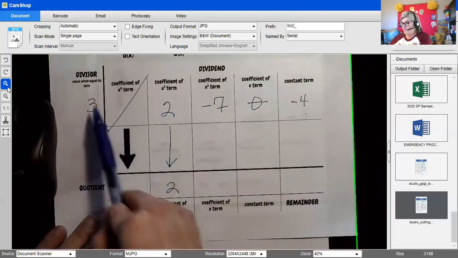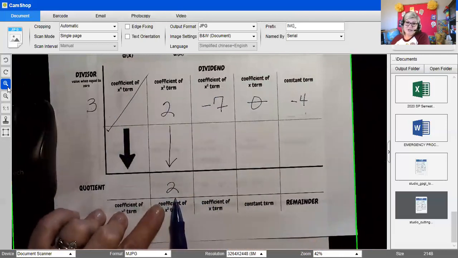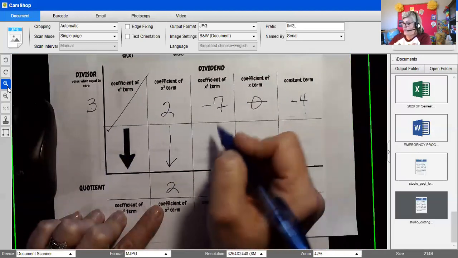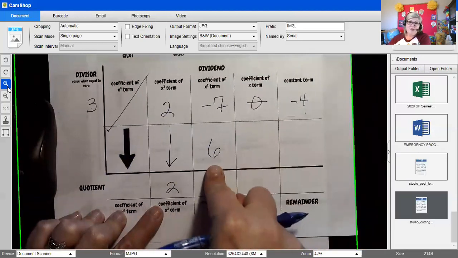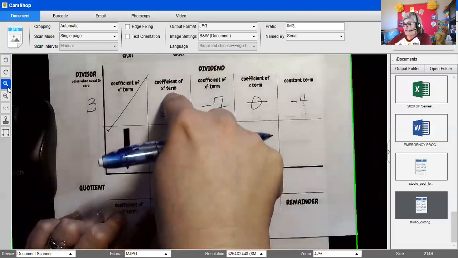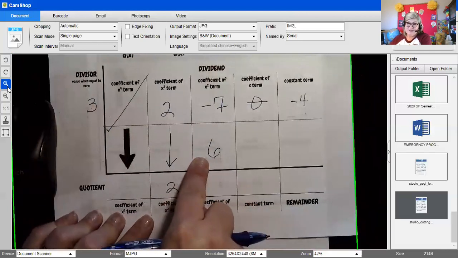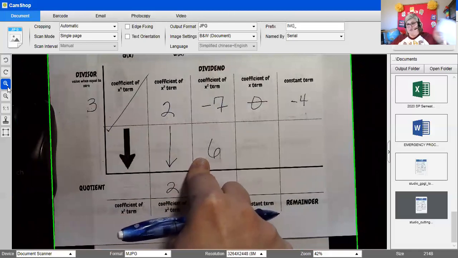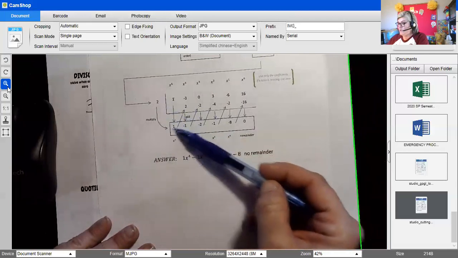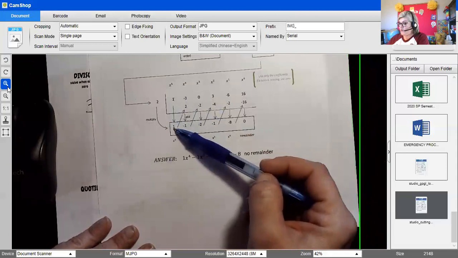Now multiply your divisor with this 2 that you've brought down. 3 times 2 is 6, and you put it in this box under your next term. So you're bringing the first term straight down, multiplying, and putting it in the next box. And you'll see that on this sheet. Bring the first term straight down, multiply, put it in this box. So that's how you're going to read this flow chart.